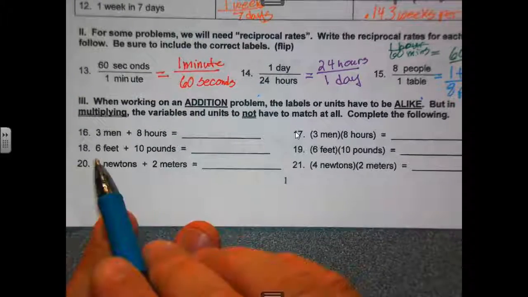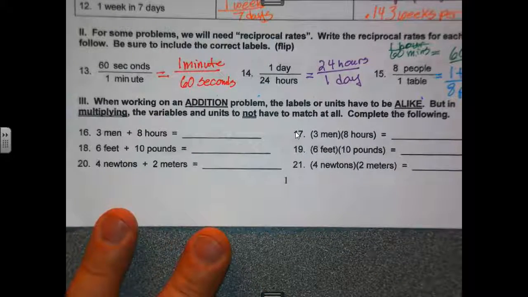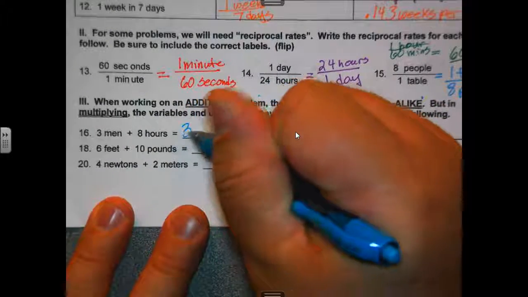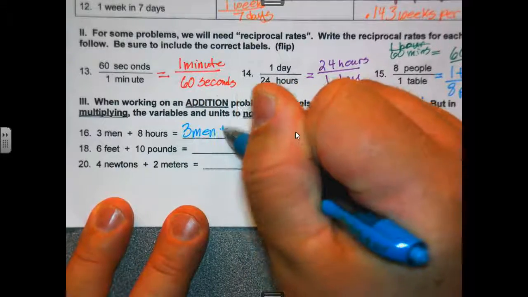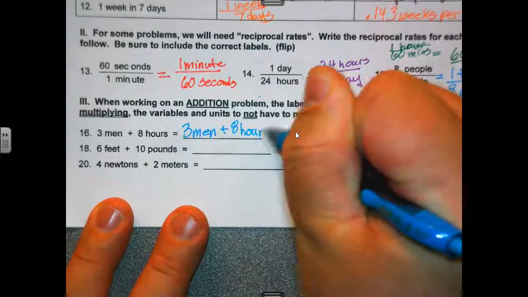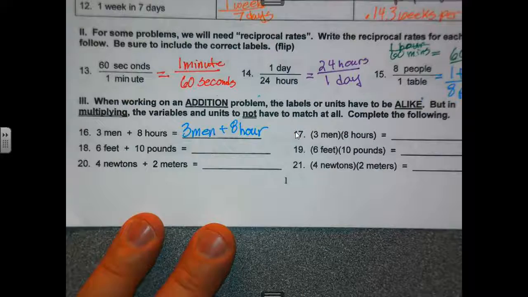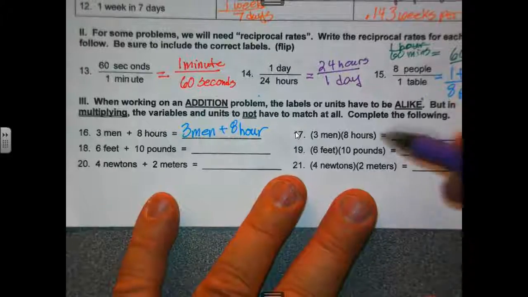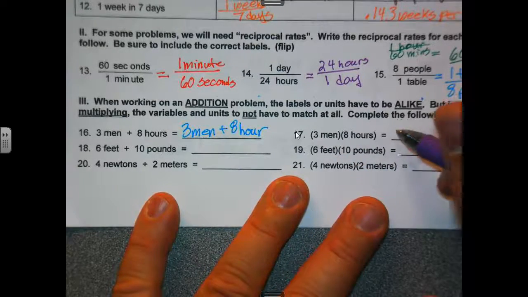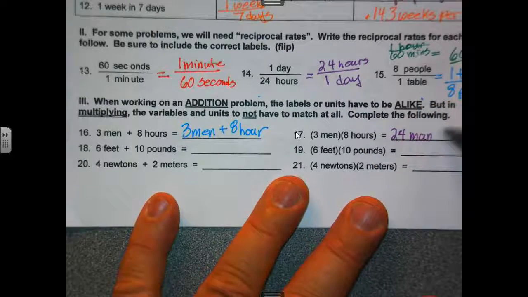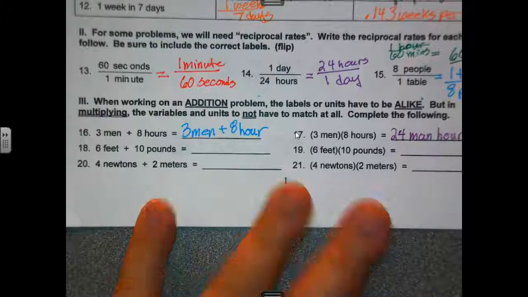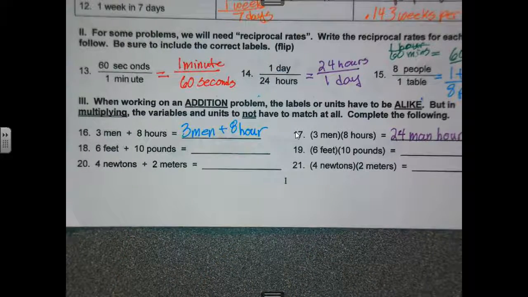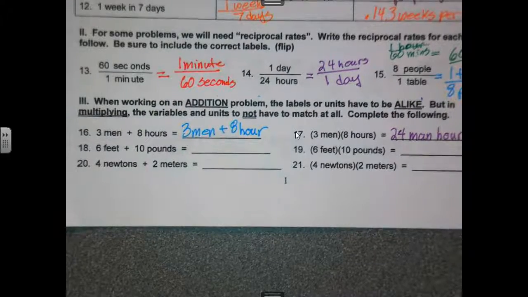For instance, if I'm adding 3 men and 8 hours, I cannot combine those. That equals 3 men plus 8 hours. Okay, if I multiplied them, well, this time I can multiply it. I would have 8 times 3 is 24 man hours, the way we say it in English. 24, anybody heard that label, man hour? How much labor it's going to take to do a job?